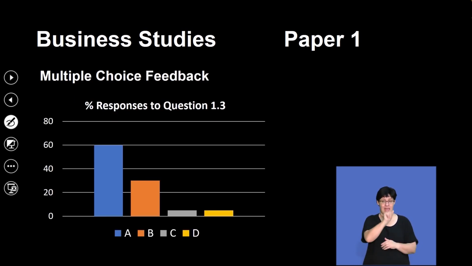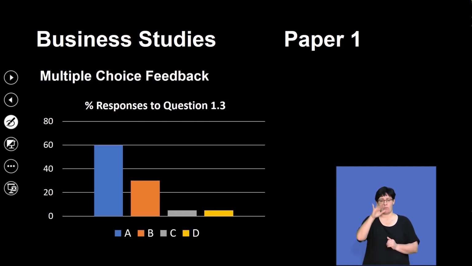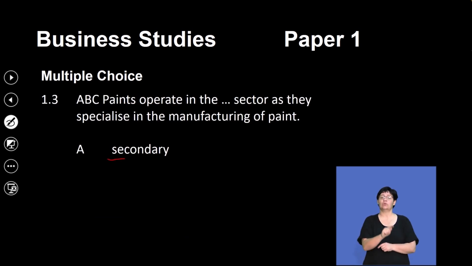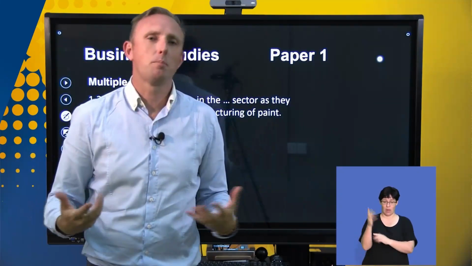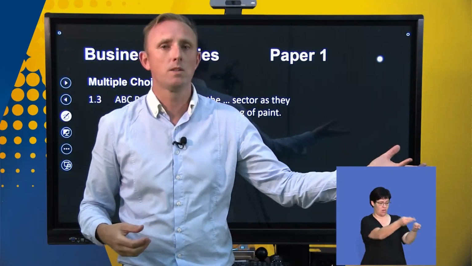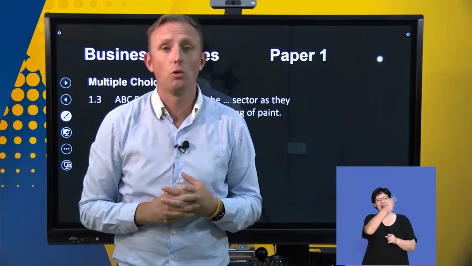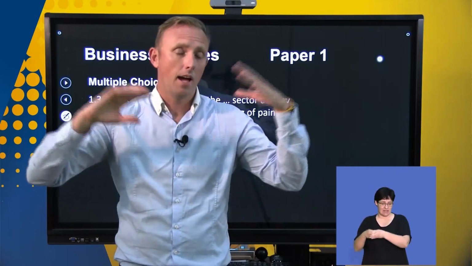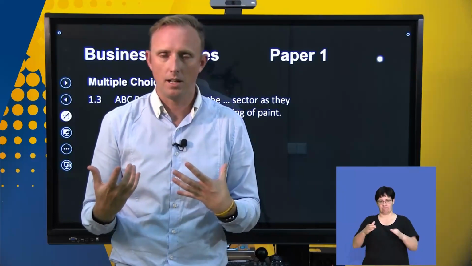So we've got a lot of A for secondary. Quite a few of you have gone for the primary, and very few of you picked tertiary and the economic. And if we look at our answer, it is the secondary sector. Right, so they are manufacturing paint. When they manufacture paint, they're taking raw materials that they would have got from the primary sector, and they could have also possibly bought some other raw materials from other secondary sector enterprises, and then they are making that paint, that final product, which is the secondary sector.